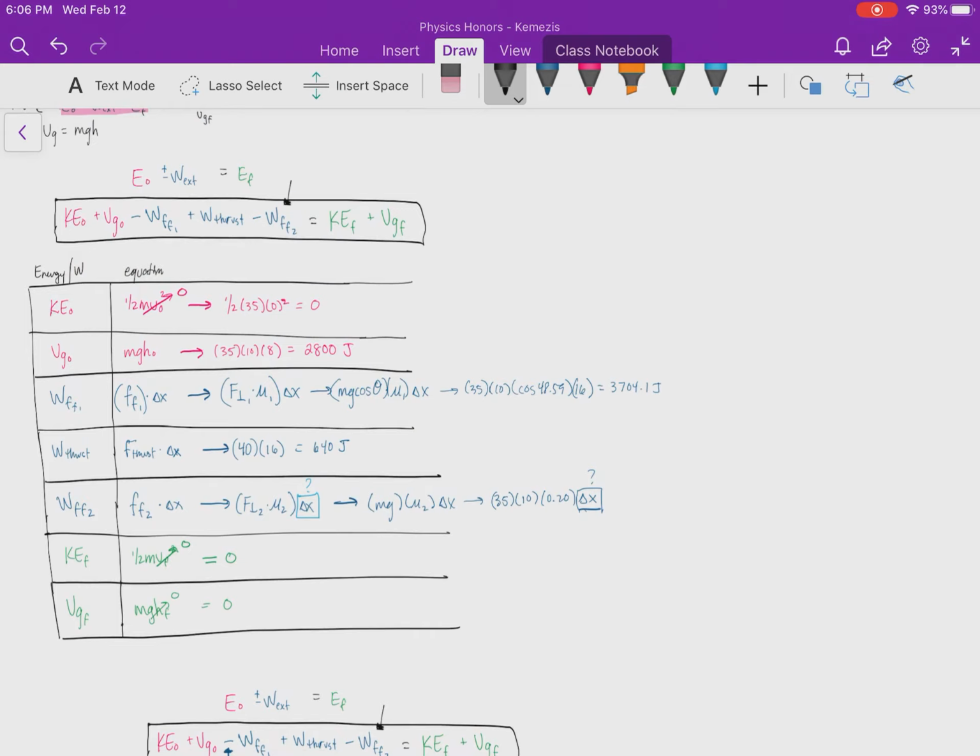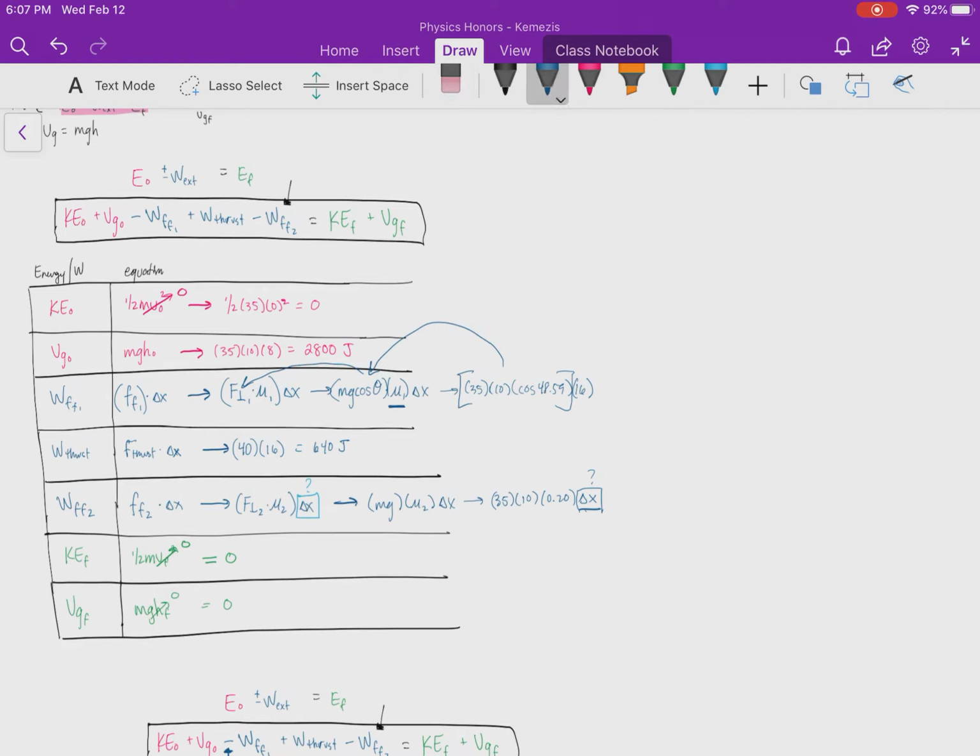Right, perfect example of things might not always be right. 35 times 10 times the cosine 48.59 times 16. This is exactly what I told you guys was going to happen to you, and it happened to me. What I did not take into account was mu, right? So right here, this is all the normal force. And I totally forgot to multiply this by 0.2, right?